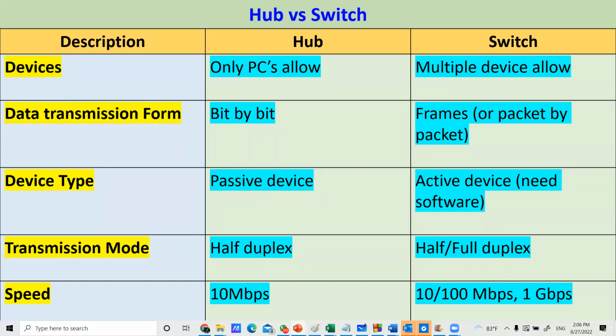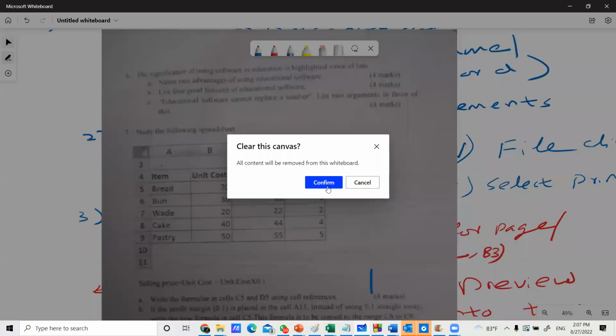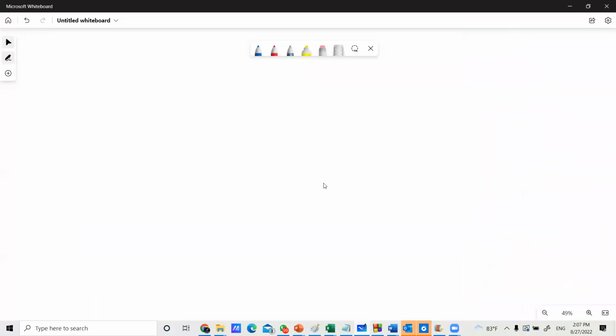Here, bits and frames have some difference. Try to get some idea about these differences. It is not important from your examination point of view, but it is good to get some knowledge.